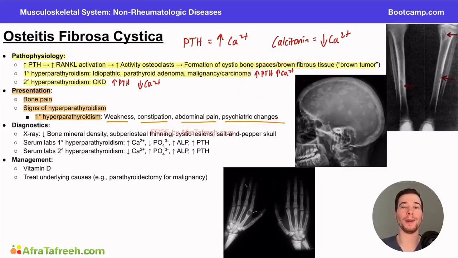Bones referring to bone pain, stones referring to an increased risk of nephrolithiasis. Why? Because elevated calcium levels predispose us to calcium kidney stones. Groans is due to the constipation, and the psychiatric overtones are due to the psychiatric changes such as depression that can occur when a patient has elevated levels of calcium.